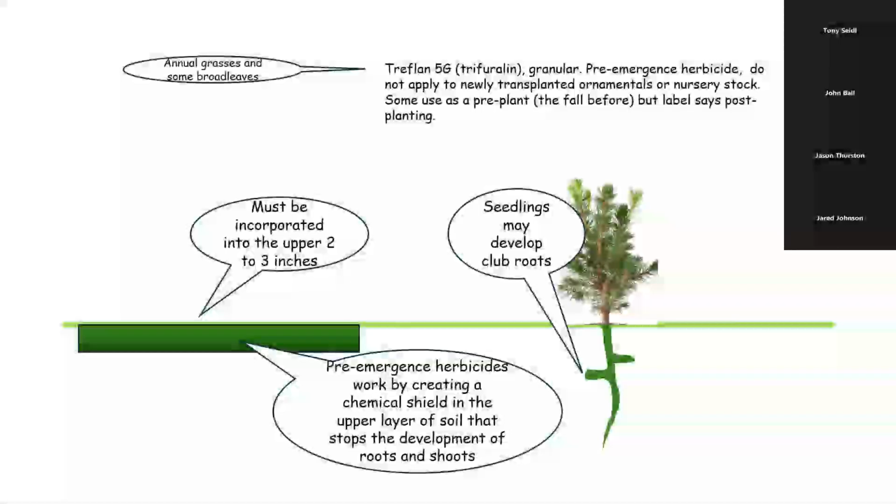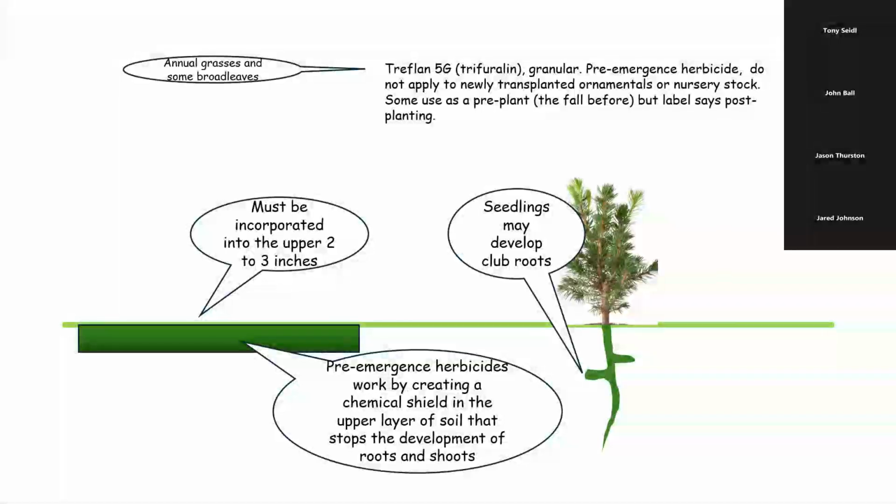So the label says not to on the 5G. And by the way, there are different formulations of this. The 5G is used for nursery stock, but the 10 is not, for example. So make sure when you're buying Treflan, which is great on annual grasses and some of the broadleafs, that you're buying the right formulation that says the label says you can be using it on woody plants. And like I said, the labels will typically say post-planting, not before.